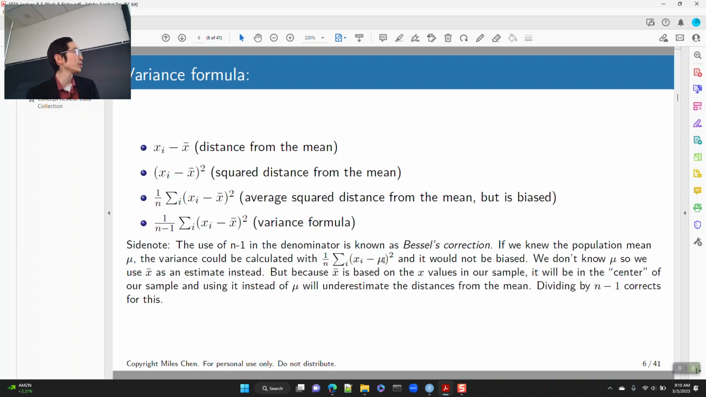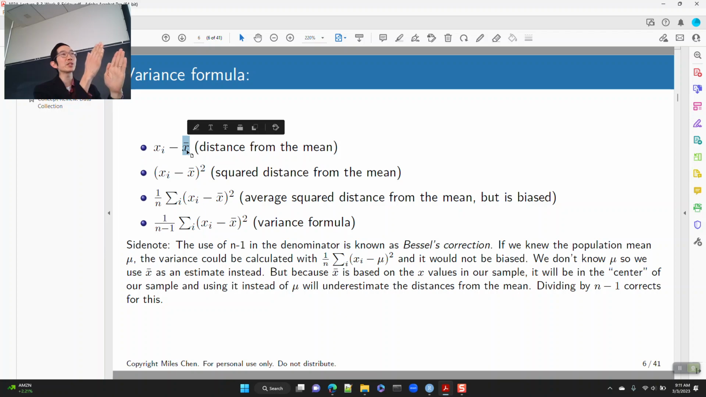But we don't have mu, so what do we use instead? We use x bar. X bar is basically the mean of your sample. And because this x bar is based on your sample, it's always going to be closer to the center of your sample than the actual mu is, right? So wherever the actual mu is, your x bar is always going to be closer to the center of your sample versus the actual value of mu.